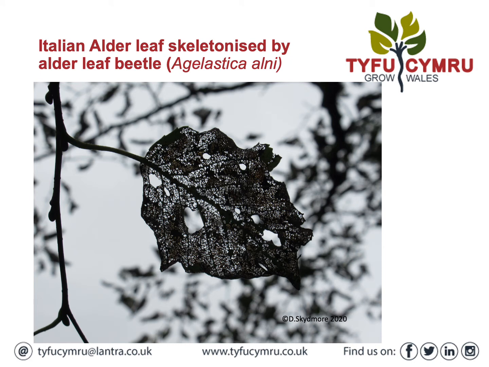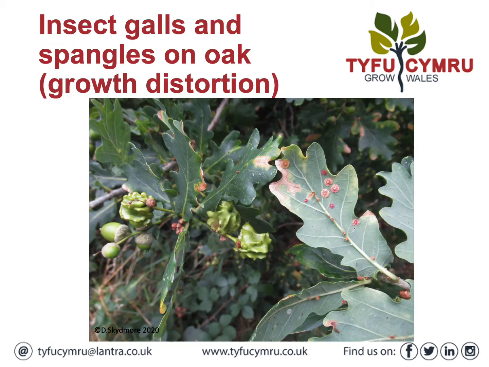This is skeletonization of a leaf, and again, this is a very recent pest to increase in numbers. And this is on an Italian alder, and the leaf's been skeletonized. It's eaten from both sides, leaving the vein pattern, and that's been caused by an alder leaf beetle. So again, a very distinctive symptom occurring on the leaves.